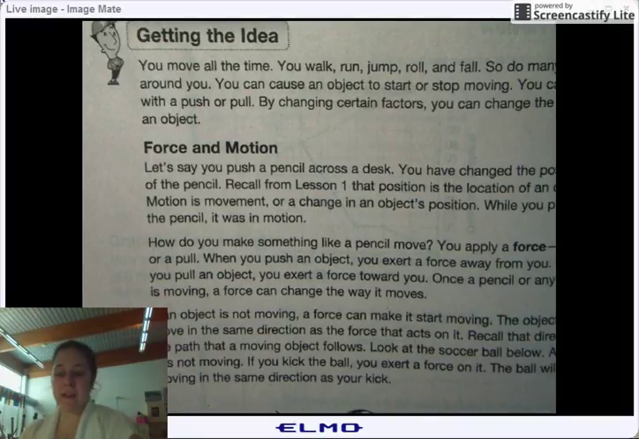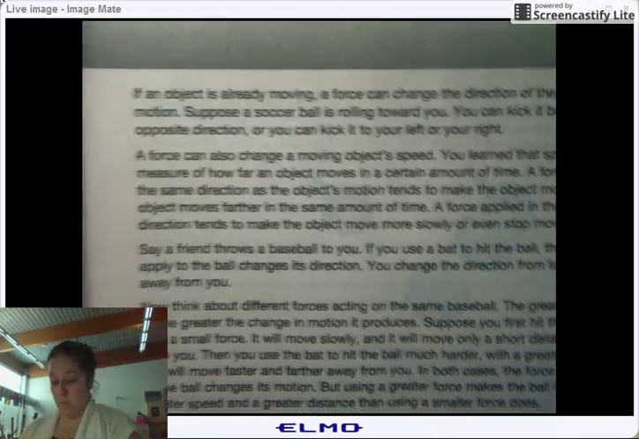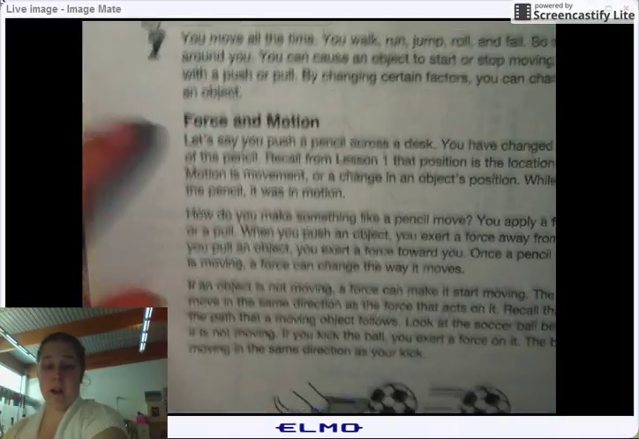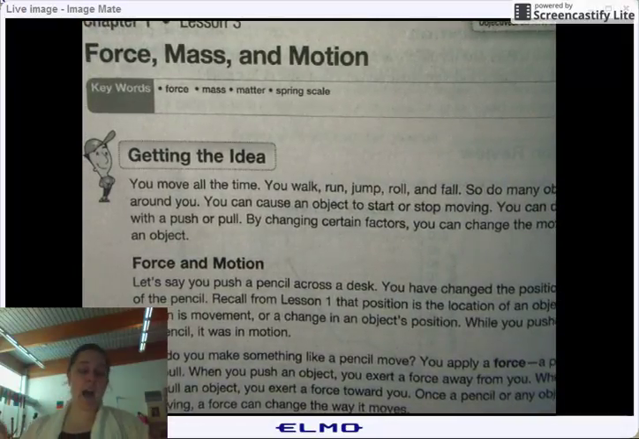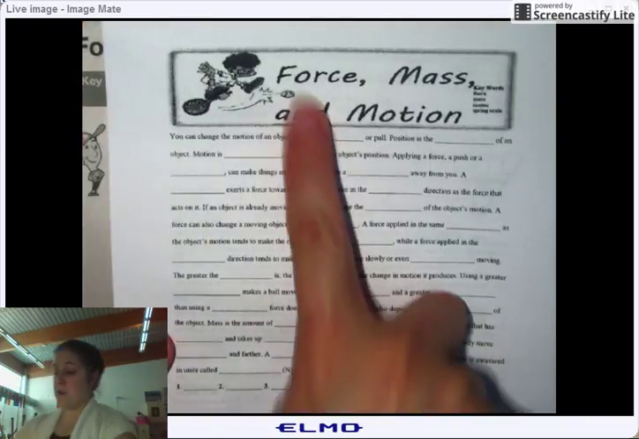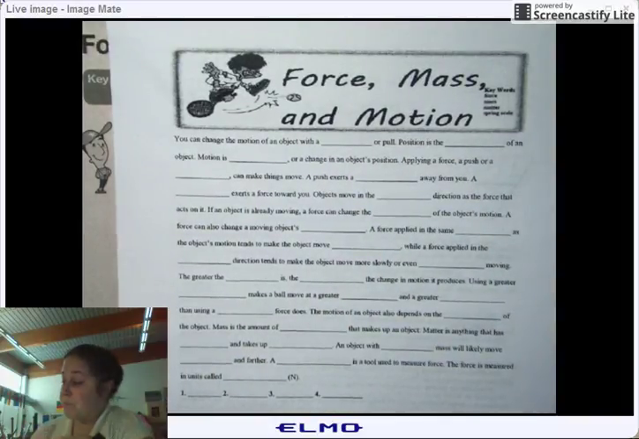Okay, guys, we're back here again. Once again, we're still using our coach book here. We are on lesson 3 in chapter 1. We are on page 18 if you're choosing to follow along. You are going to need your force, mass, and motion. So we're looking at that one now.